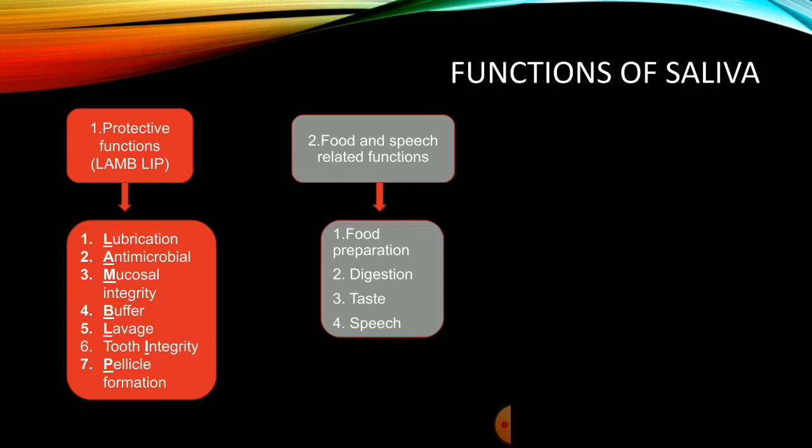Functions of saliva. So basically there are two types of functions. First is protective functions and second is food and speech related functions. Among protective functions we have lubrication, antimicrobial, mucosal integrity, buffer, lavage, tooth integrity and pellicle formation. Whereas in food and speech related functions we have food preparation, digestion, taste and speech. So protective functions in short can be remembered as LAMB LIP with the help of this mnemonic.